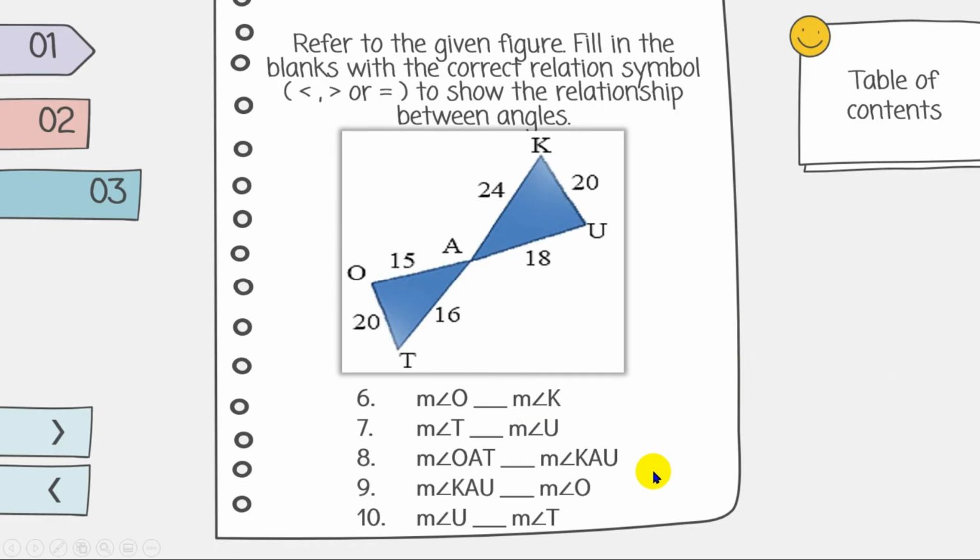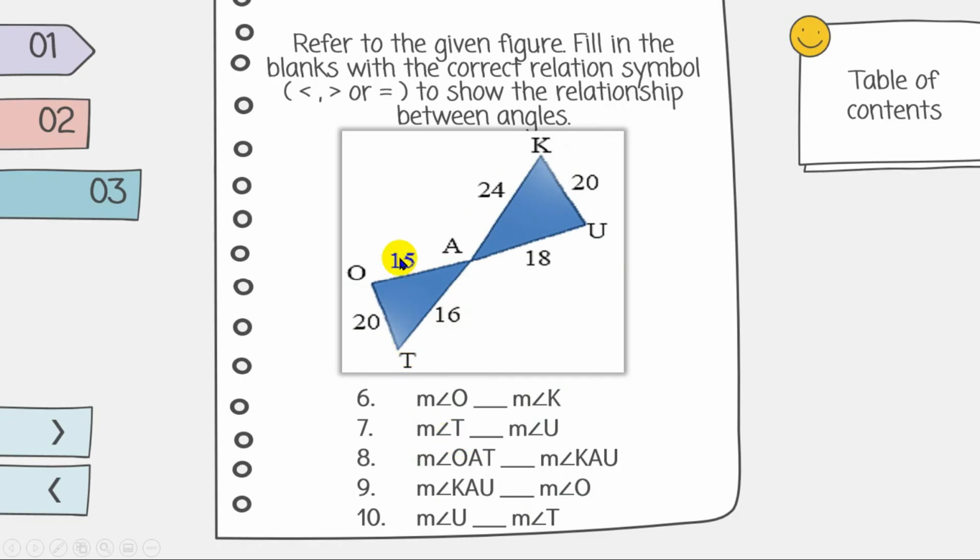Okay, so for the last 5 items, refer to the given figure. Fill in the blanks with the correct relation symbol, less than, greater than, or equal to show the relationship between the angles. So meron tayo ditong 2 triangles, OAT and AKU. So, i-compare po yung angles, angle O and angle K. So, paano po mako-compare? Tingnan po yung measurements noong sides opposite to them para po ma-compare nyo siya ng maayos.